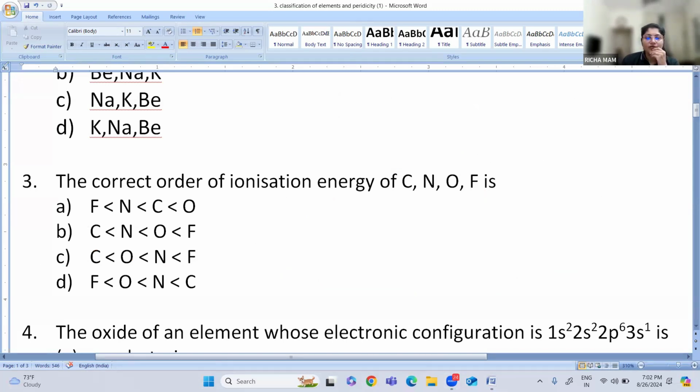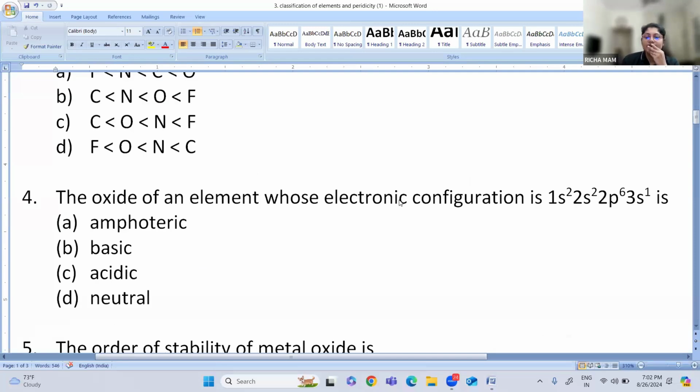The oxide of an element whose electronic configuration is 1s2, 2s2, 2p6, and 3s1 is. So which is the oxide of this element? Let us see which is this: 1s2, 2s2, 2p6, 3s1, so 6, 7, 8, 9, 10, 11. 11 is of which element? It is sodium. So you have to tell which is the oxide which is formed.